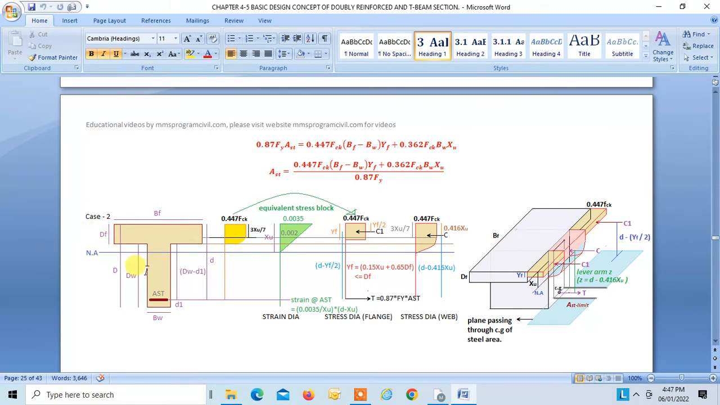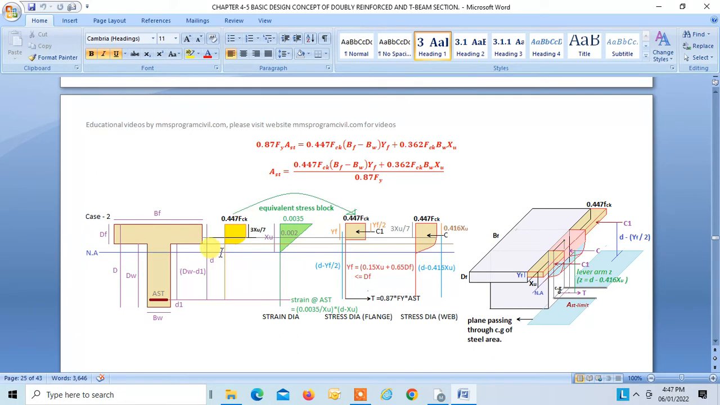So that is case 2. In this case, we will have a rectangular stress diagram till here. Then after that, we will have a truncated portion, the parabolic part of the parabolic stress diagram, right? So this is the stress diagram which will be acting on this flange, okay?